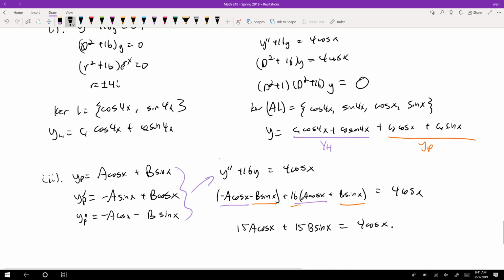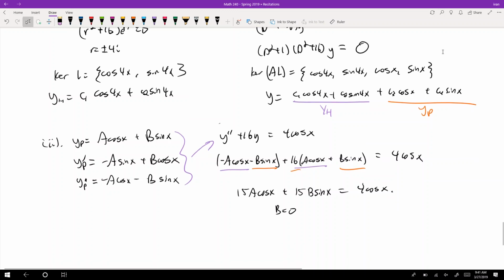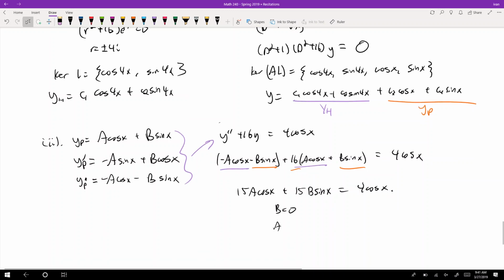All right, do we have a sine term on the right-hand side? All right, so what's the constant on b? 0. Yeah, so the constant on b is 0. And then we can easily find the constant on a: divide both sides by 15 cosine x, and we'll get a is equal to 4/15.